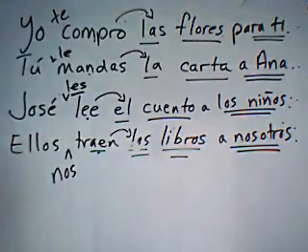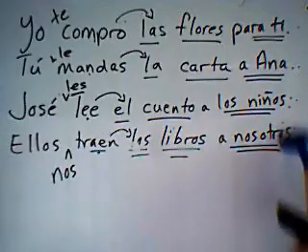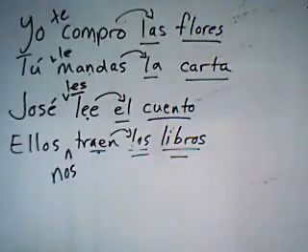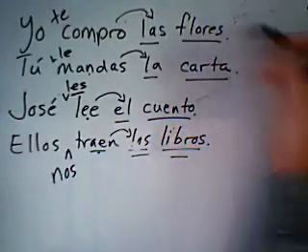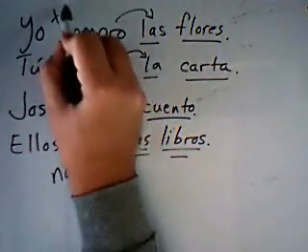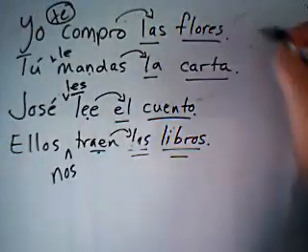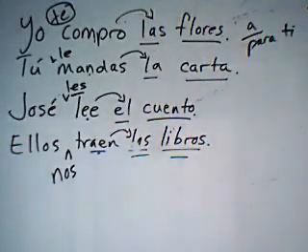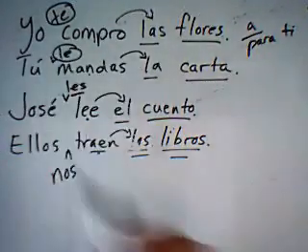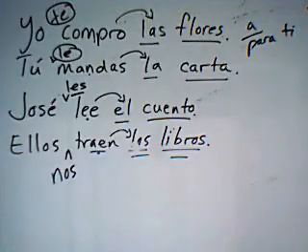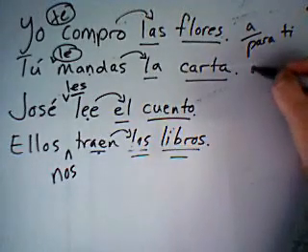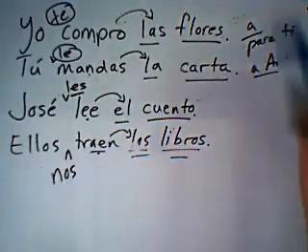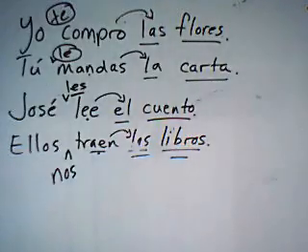Okay? Now, if we know of whom or to whom these things are directed, we can go ahead and get rid of those and just leave the indirect object pronoun. Okay? The information is still there. Yo te compro las flores. Te means a or para ti, to or for you. I can leave le here. Tú le mandas la carta. And as long as I know that we're talking about Ana, in this case, le means a Ana. Okay? I can leave it out. All right? Le means a Ana. Tú le mandas la carta.